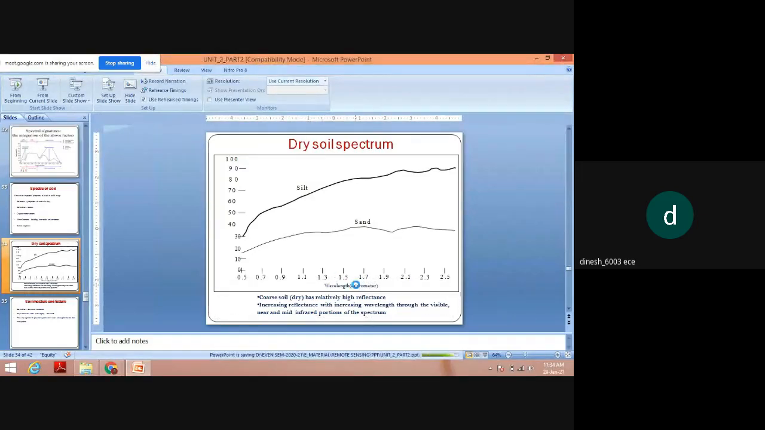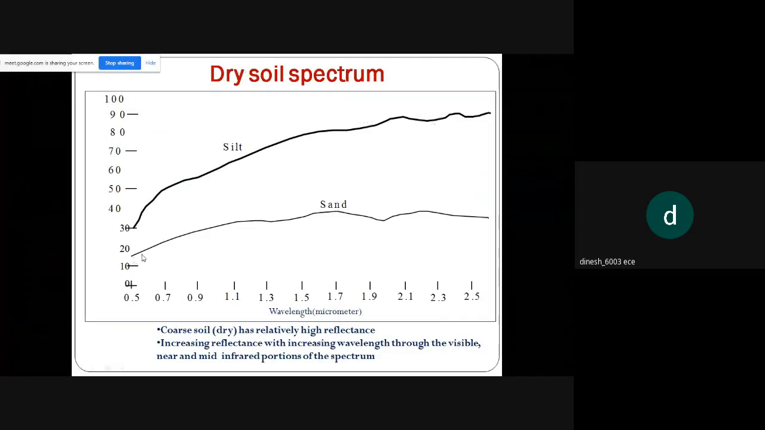Wavelength in micrometers. If there is a reflectance of nearly a maximum of 25, 26, 27, or 28 at a wavelength of 1.5 micrometers to 2.1 micrometers, then the presence of sand is observed. So we can come to the conclusion that sand is present in this area.